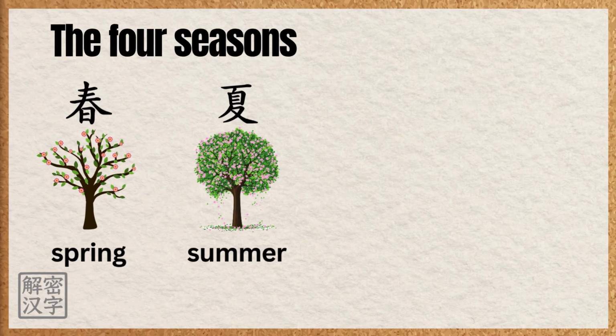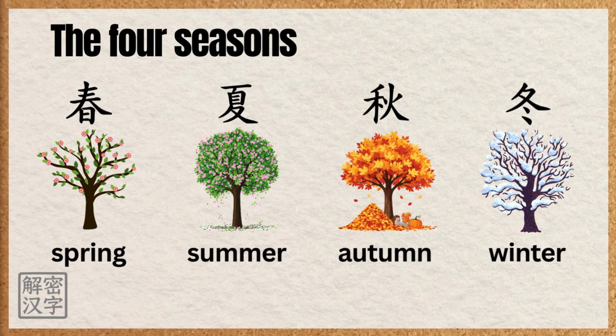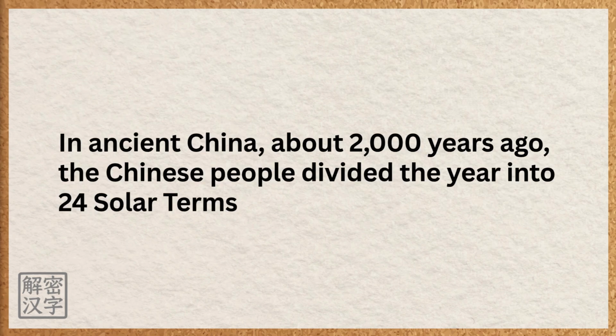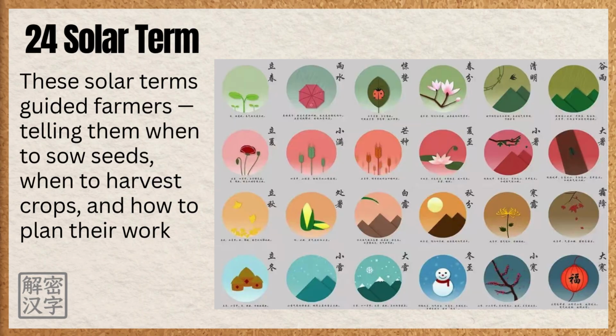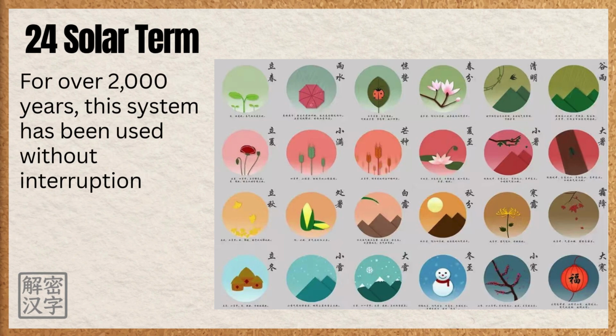Now that we've learned the 4 seasons, spring, summer, autumn, and winter, let me tell you something amazing. In ancient China, about 2,000 years ago, the Chinese people divided the year into 24 solar terms. Each season was divided into 6 solar terms. Why did they do this? These solar terms guided farmers, telling them when to sow seeds, when to harvest crops, and how to plan their work. For over 2,000 years, this system has been used without interruption.